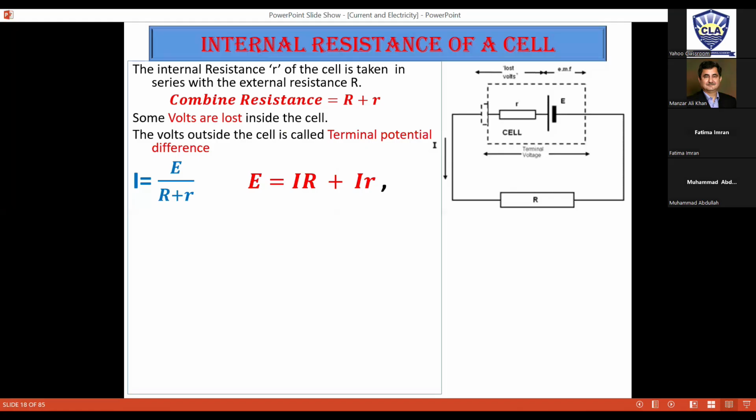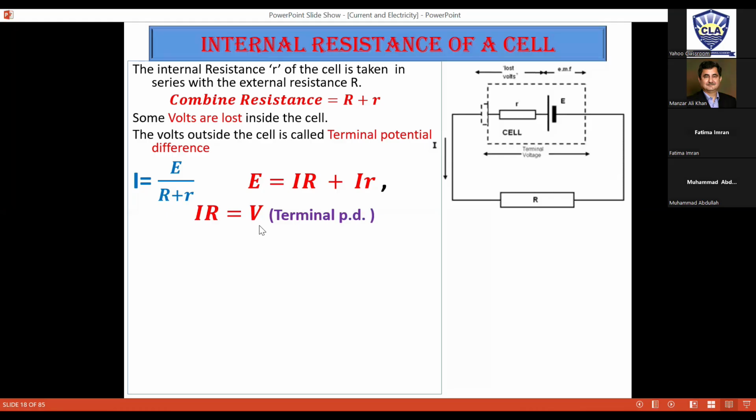अब यहां पे they may ask you what is the value of terminal potential difference. अब यहां से वो कहता है जी व्हाट इज टर्मिनल पोटेंशियल डिफरेंस. इट इज द वोल्टेज आउटसाइड द सेल. इस सेल के बाहर जो वोल्टेज आ रही है वो हमें निकालनी है. दैट इज I इंटू कैपिटल R. तो first you find the value of current, multiply with external resistance, you get terminal potential difference.